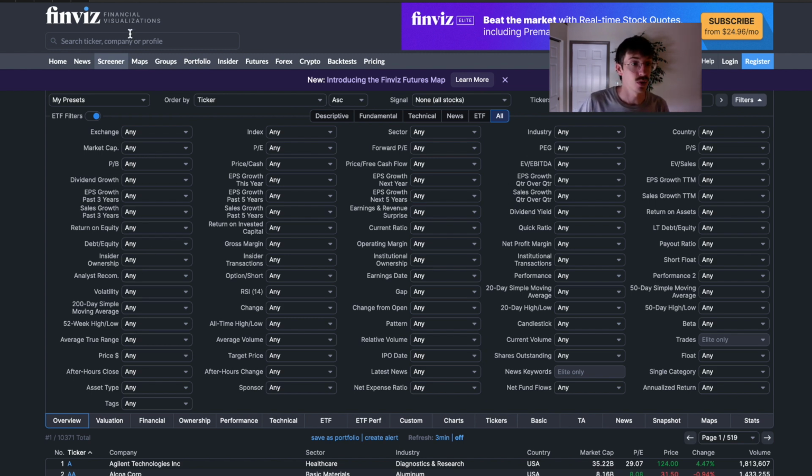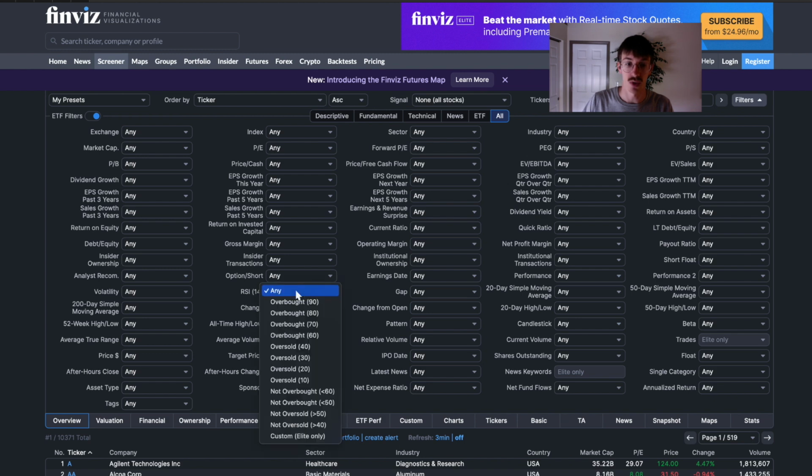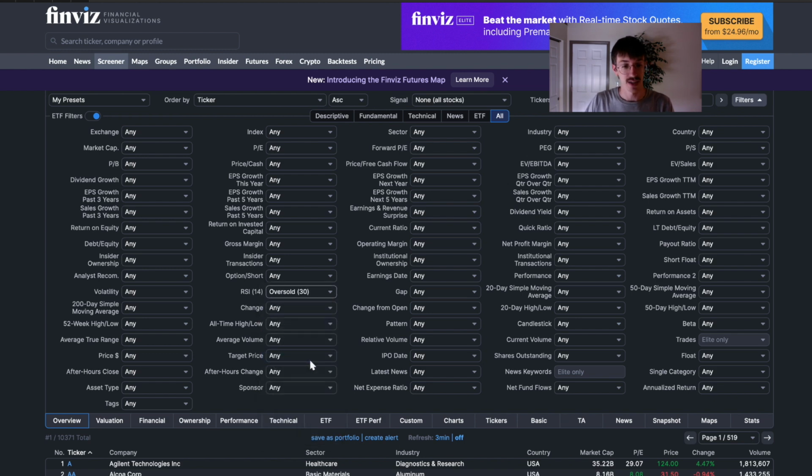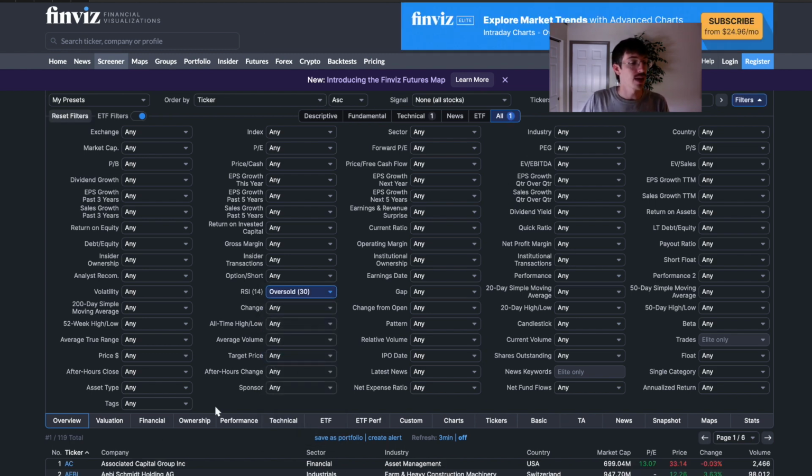But simply put, we're going to go to finviz.com. This is a free screening software. And what we want to do is look for stocks that are oversold with an RSI of 30 or less. Just by doing that, we're already going to narrow the market down to a total of 119 stocks. But remember, we don't want just any oversold stock. We want stocks that are still strong underlying companies and that have potential to revert to their mean.